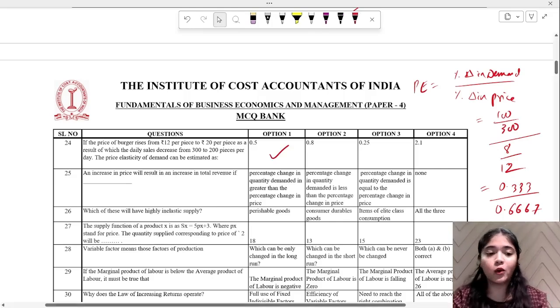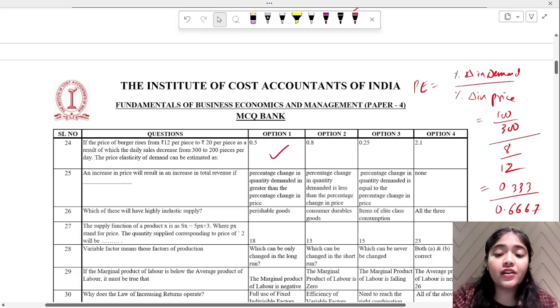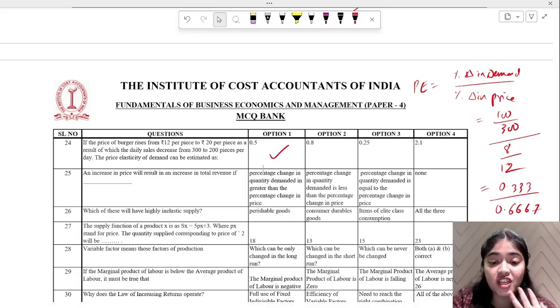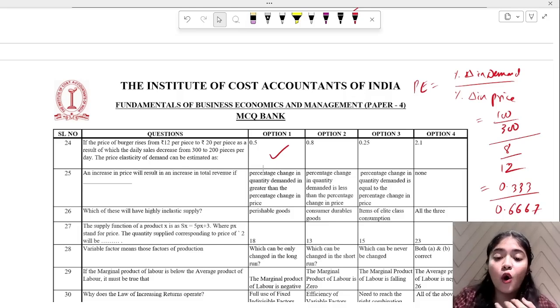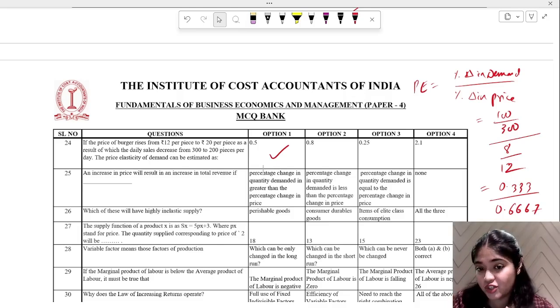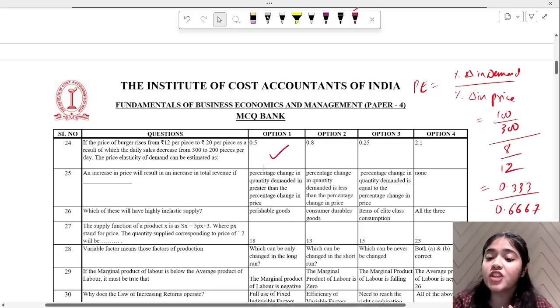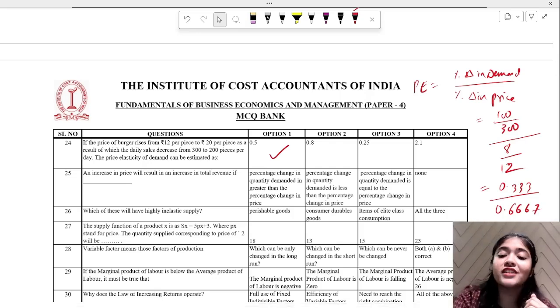Great. Now let's go ahead. An increase in price will result in an increase in total revenue if percentage change in quantity demanded is greater than percentage change in price, or percentage change in quantity demanded is less than percentage change in price, or the third option, percentage change in quantity demanded is equal to percentage change in price. So what do you think is the correct answer?